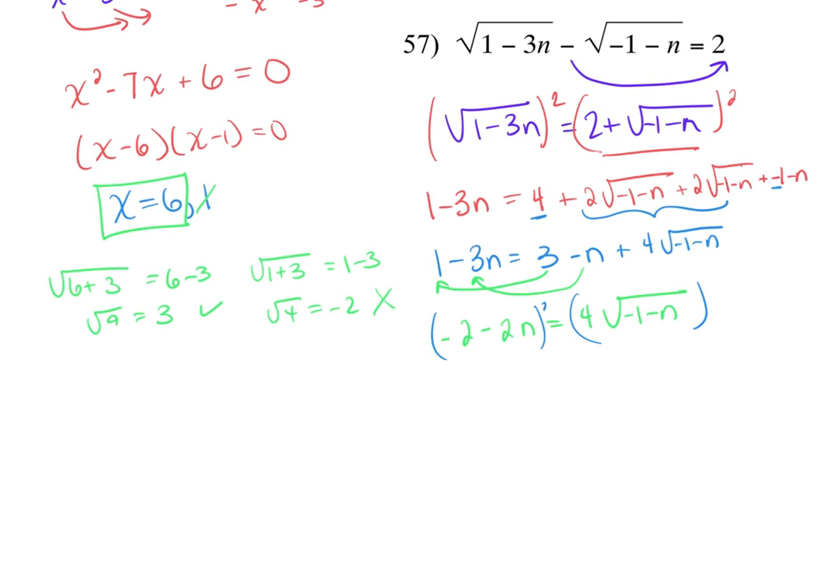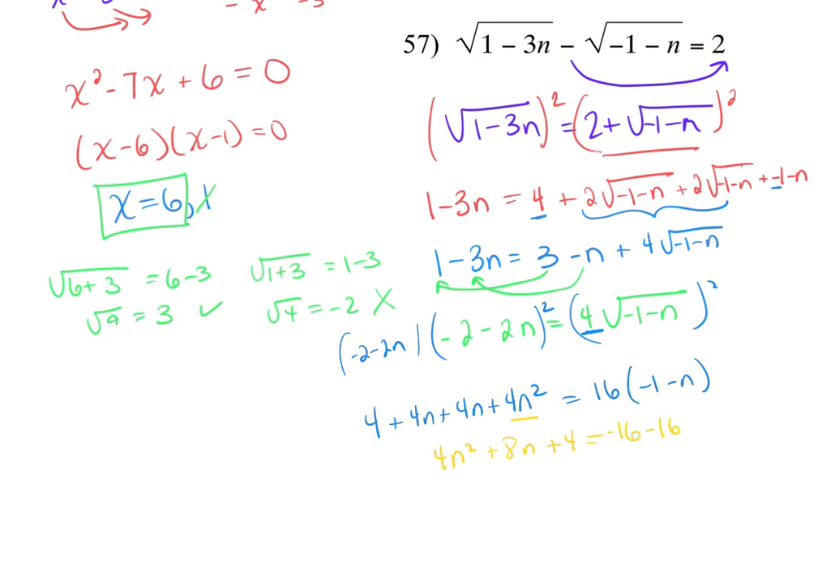Remember, if I am squaring both sides, this left side is foiling. So you have 2 of those that you are foiling. On the right-hand side, you do have to square that 4, and then you're going to be left with what's inside there. So I have 4n squared plus 8n plus 4 equals negative 16 minus 16n.